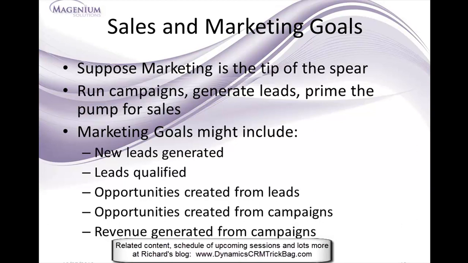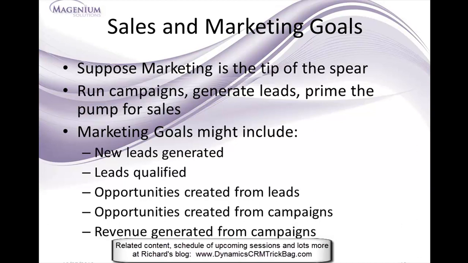Things like maybe marketing's charged with generating new leads, or how about a certain number of leads qualified? So not only do we get new leads, but they're actually good leads. They get qualified into a contact or an account or an opportunity. And maybe we want to keep track of the number of opportunities that are created from leads. Or taking it another step, maybe we want to have the discipline to model our marketing campaigns and be able to track opportunities that get created from campaigns.